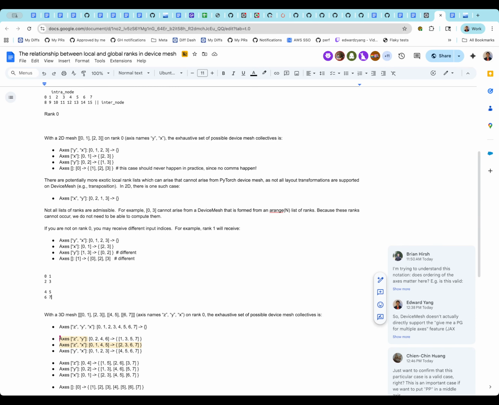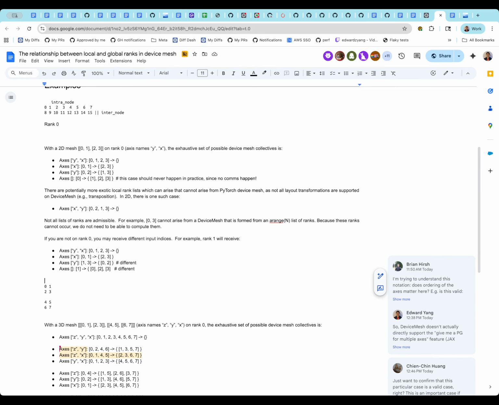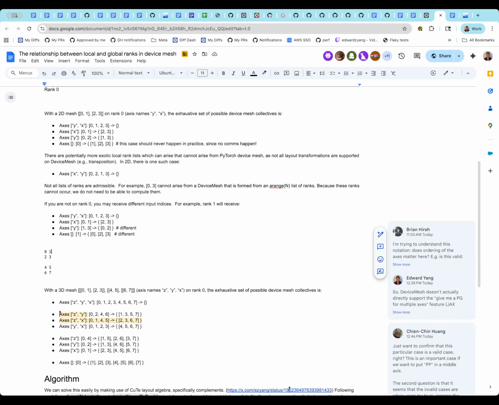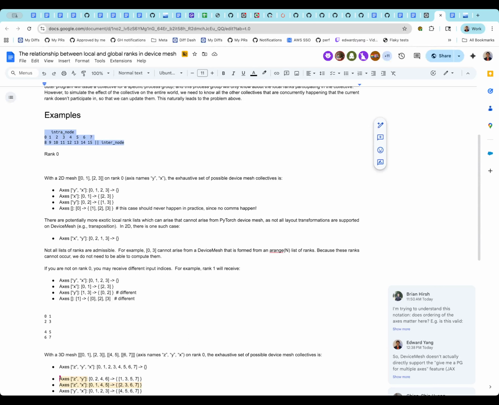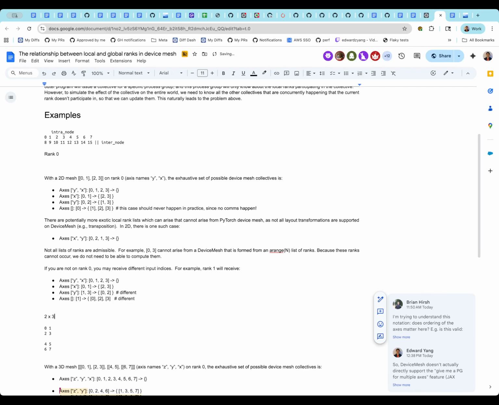Okay. So let's do the example. Did people like having the intranode, internode distinction here? Was that helpful? I think to put it in a more intuitive, physical way, can you do 2 by 4 by 2? Yeah, let's do 2 by 4 by 2. So we're doing a 2 by 4 by 2 mesh.